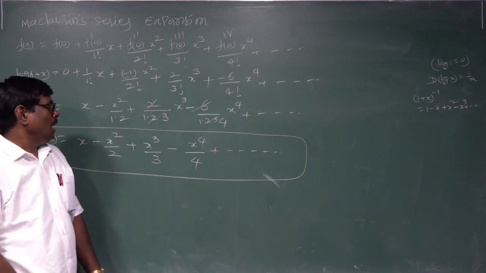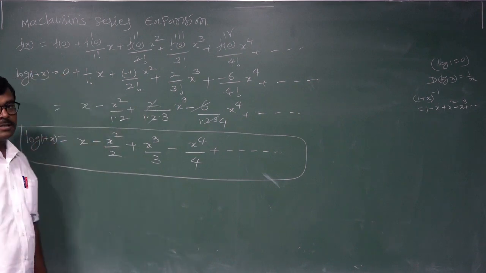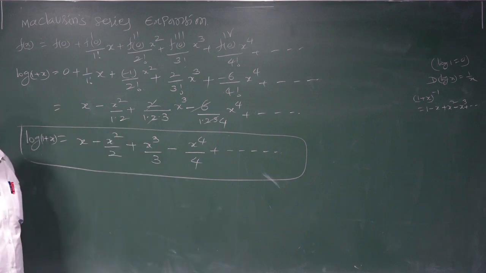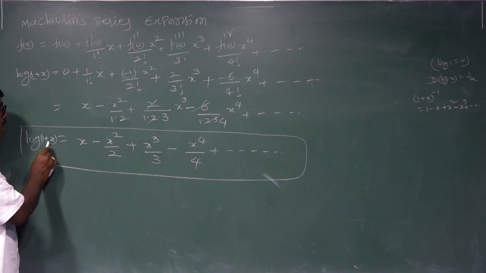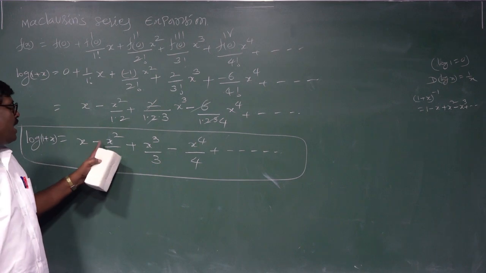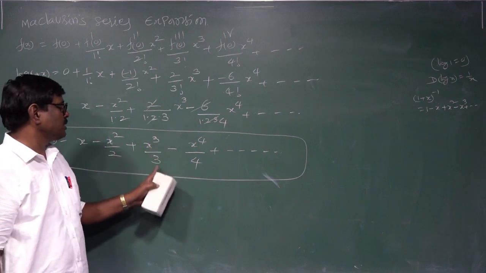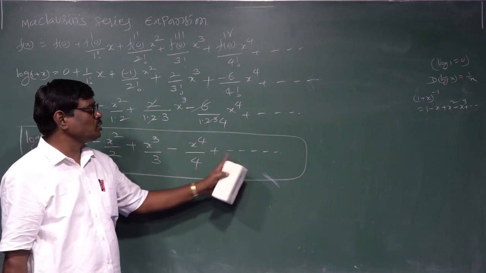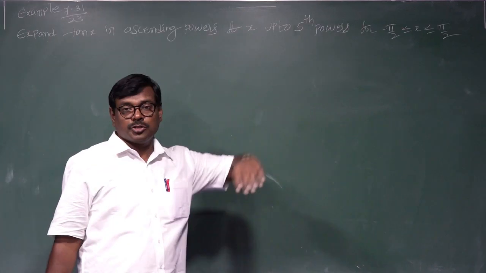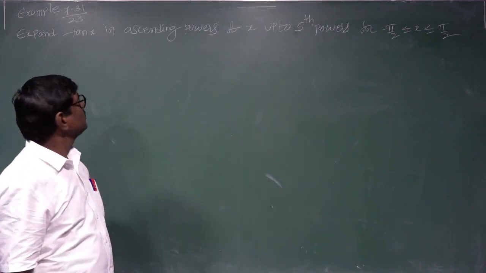This is the log of 1 plus x by using the Maclaurin's theorem expansion. Log of 1 plus x is equal to x minus x square by 2 plus x cube by 3 minus x power 4 by 4 plus and so on. This is it, dear students. Next example.